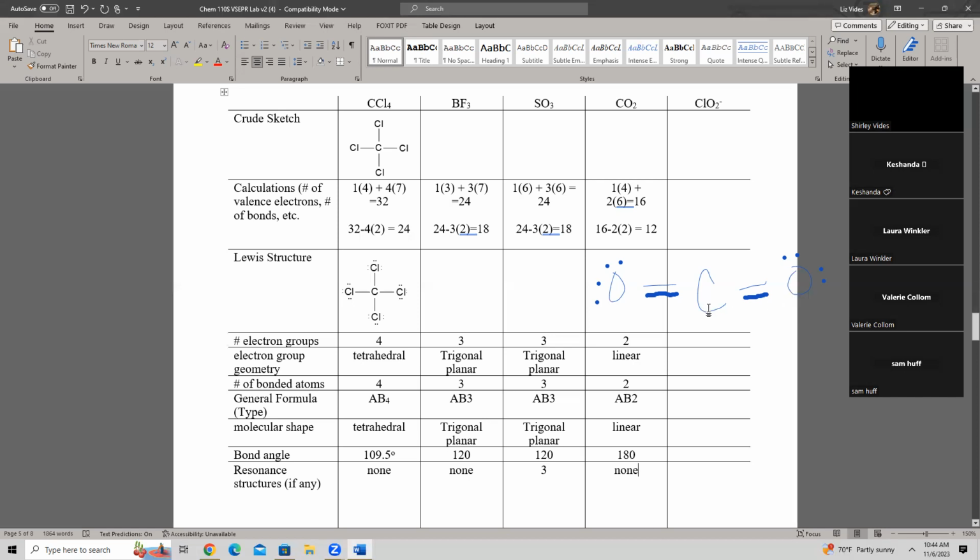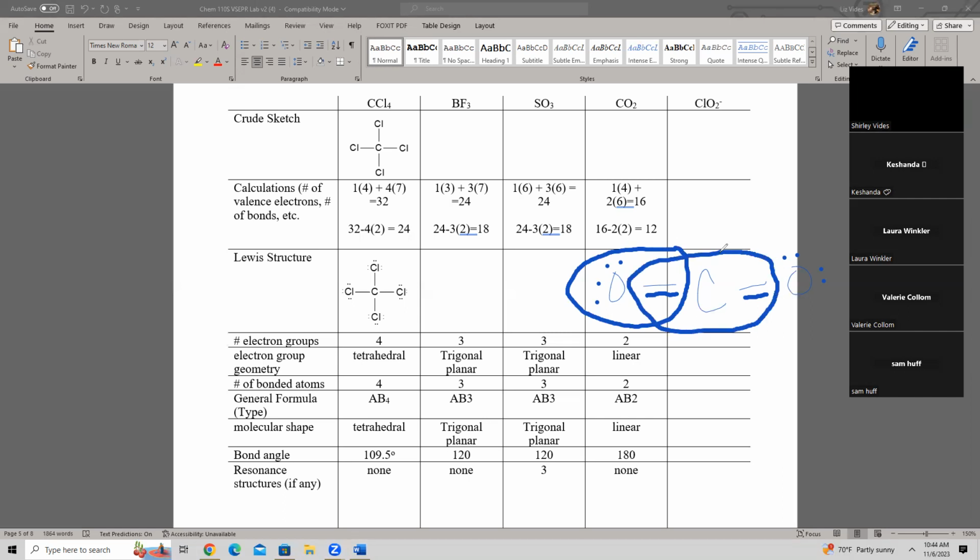So why does carbon need 8? Because it's not an exception. All of them need 8. Every single atom needs 8, except those exceptions that I told you at the beginning. The exceptions are groups 1, 2, and 3. They all need 8 except for 1, 2, and 3. Like 1 will only take 2, 2 will only take 4, and 3 will only take 6.